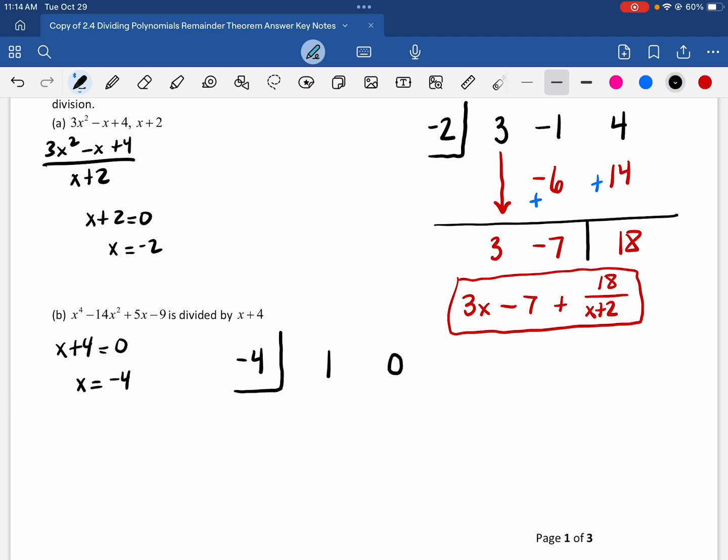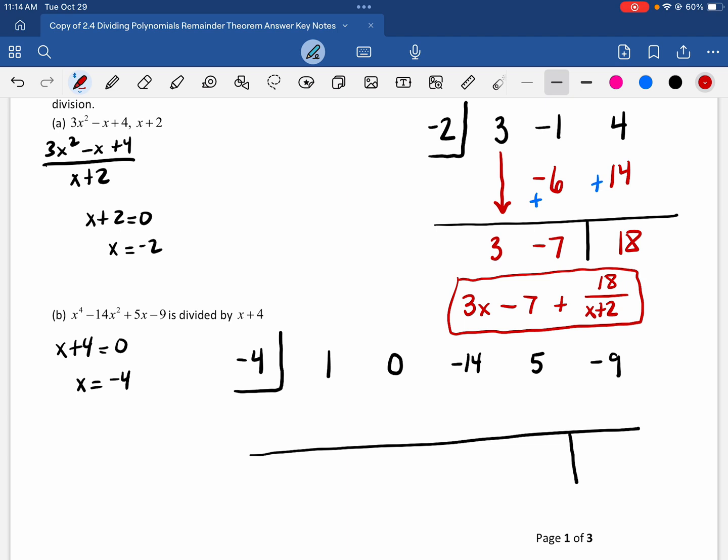Then my next one is -14 in front of the x squared. Then we have a 5, and then we have our constant, which is -9. I'm going to leave some space, draw my line across, and then right before that last term, I'm going to put that line down because I know what falls on the right side of that line is going to be our remainder.